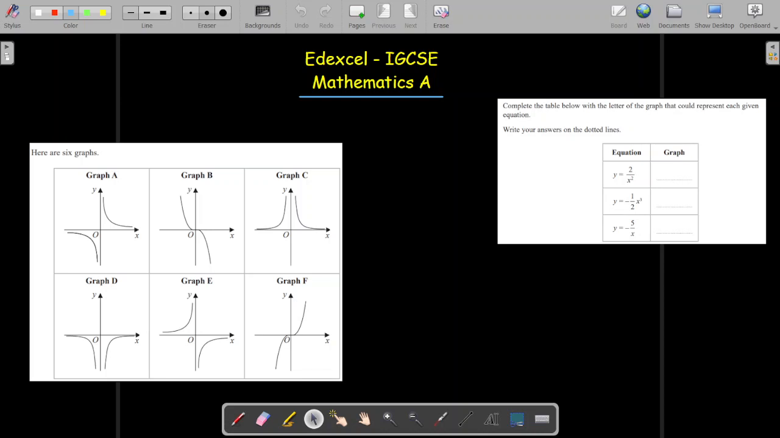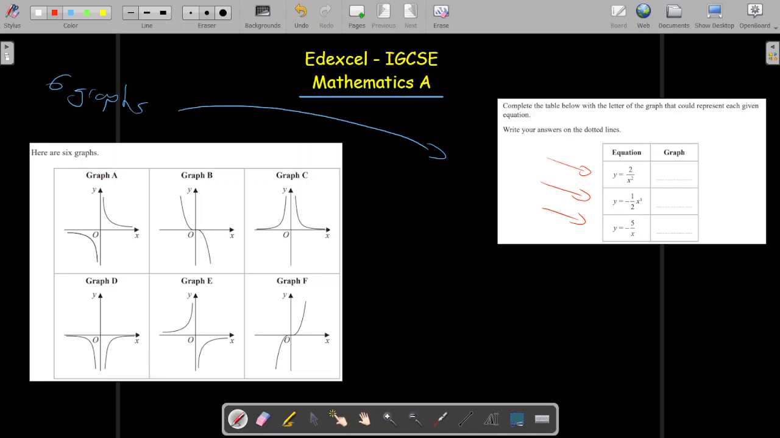In this question, you are given 6 graphs and asked to match them with the equations that you see in front of you. The request is to say which graph each equation represents, whether it's graph A, B, C, and so on. Before I talk about the graphs, let's mention one thing.